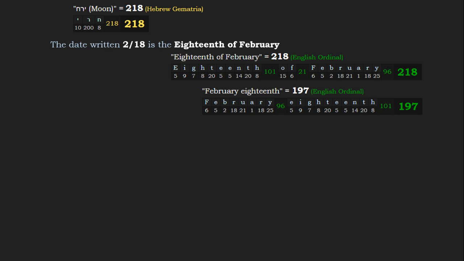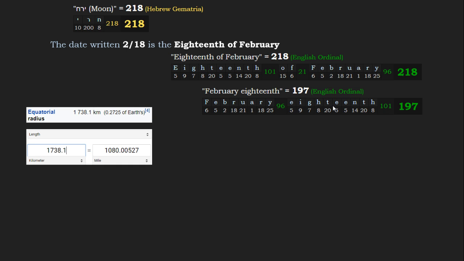Now, before we get to the significance of 197, we need to understand the moon's relationship to the number 666. For starters, take a look at the equatorial radius of the moon, 1,738.1 kilometers. If you take this measurement and convert it to miles, you find you get about exactly 1,080 miles.